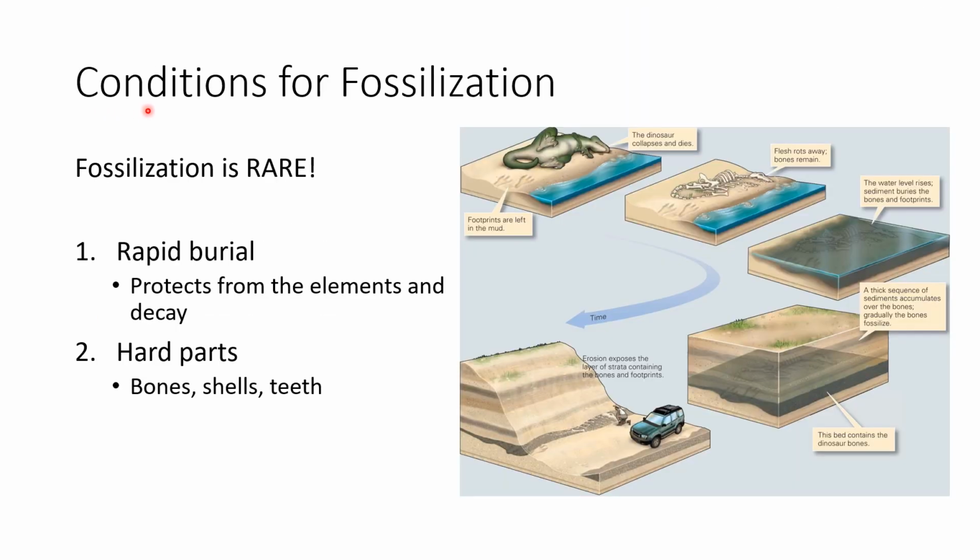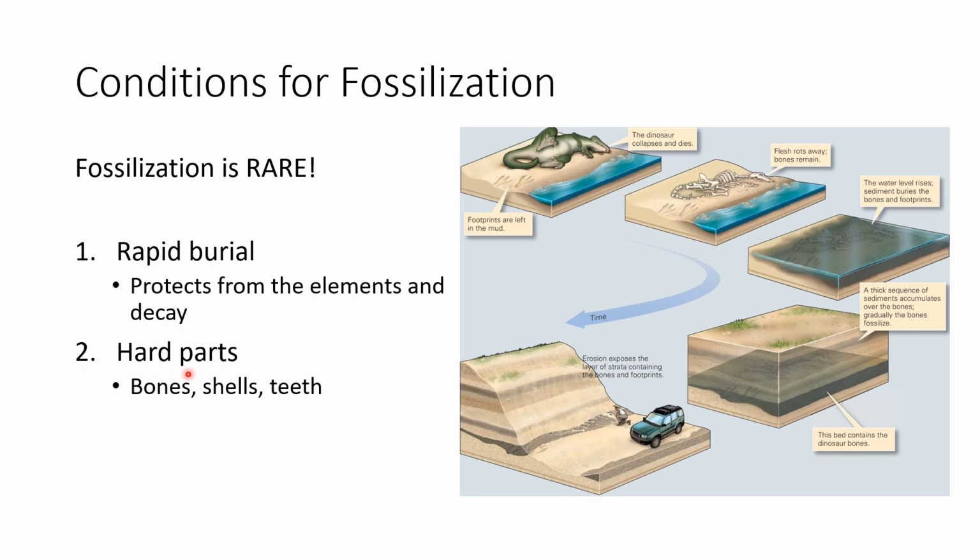There are two main conditions necessary for fossilization to occur. So now just remember that this is a really rare event. It's extremely rare that an organism is going to fall down and die somewhere and a fossil will form out of it. But the conditions that make it so that a fossil will form are rapid burial by sediments. So the organism falls down and then gets buried really quickly by sediment to protect it from weather and decay and from even scavenging animals eating the bones and moving them around.